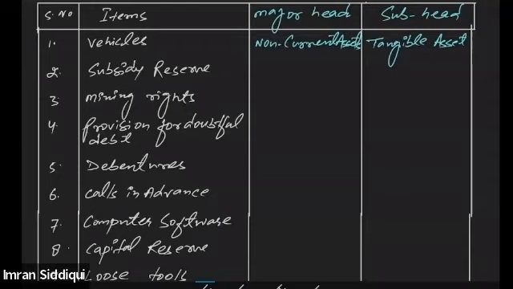All right, then we have subsidy reserve. See, all the reserves fall under the category of shareholders fund and under the subhead of reserve and surplus. Remember that. So the major head of subsidy reserve is shareholders fund.